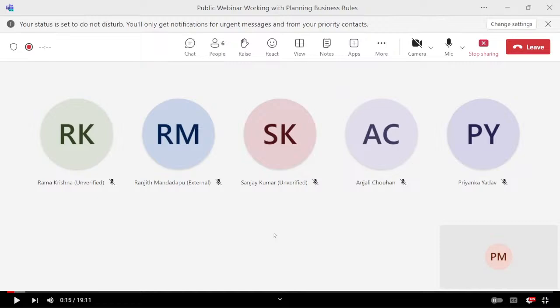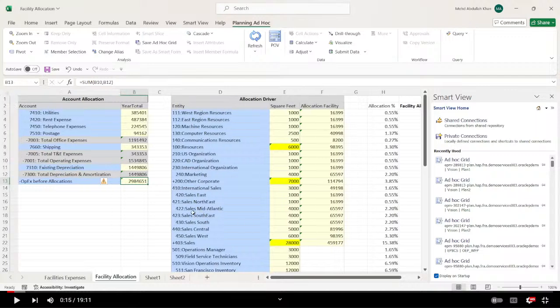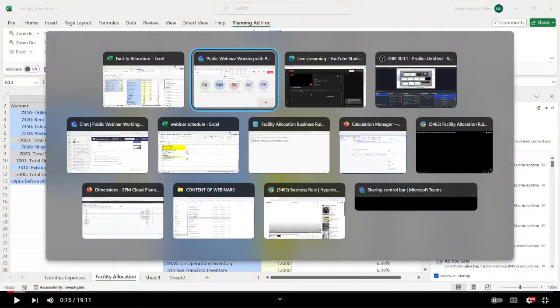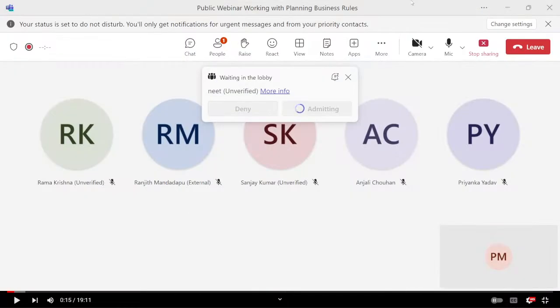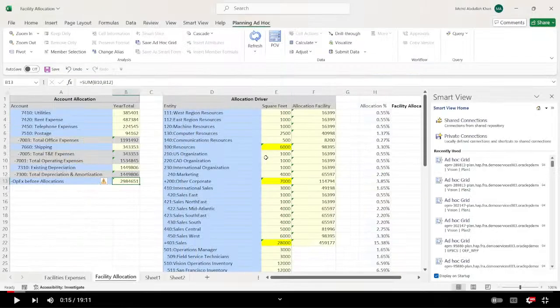Okay, so let me first explain what facility allocation is and how we create a business rule regarding the same. Here you can see my sheet. So first, what are shared facilities?